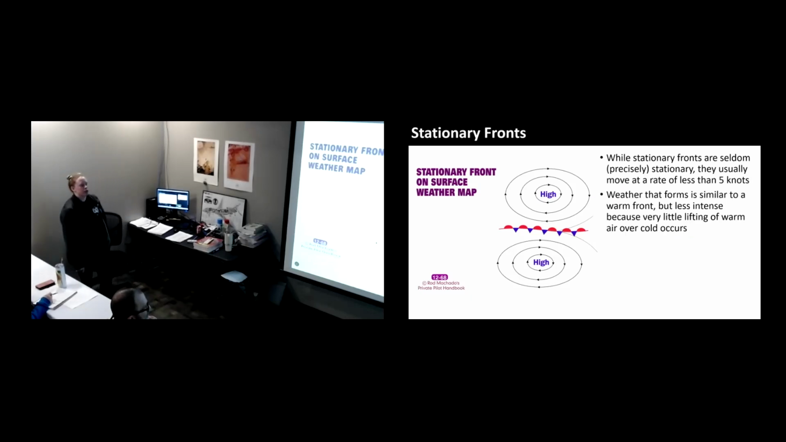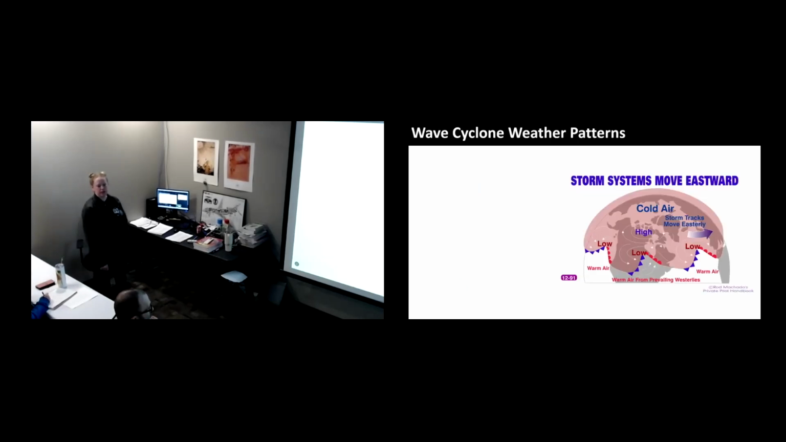Weather that forms is similar to a warm front, but less intense because while there's little air exchange, there's not a whole lot of movement. And these usually last for several days.